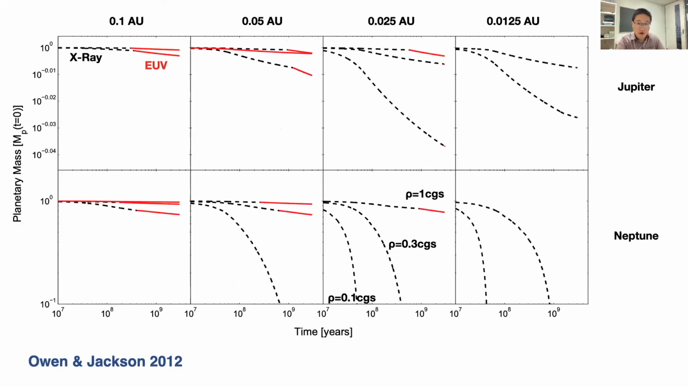Here's a great paper from Owen and Jackson that showed what types of factors influence the eventual outcome and the rate of evaporation. Within the first 100 million years, the planets are bombarded by X-ray radiation. Afterwards, UV radiation dominates. The rate and outcome of evaporation is a function of whether the planet is of higher mass, has a more massive core, or whether it's a Neptune-sized planet with a smaller core. The density of that planet really drives the rate of evaporation. The less dense that planet is, the faster the evaporation occurs.